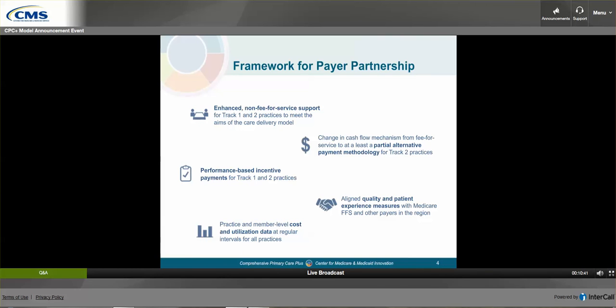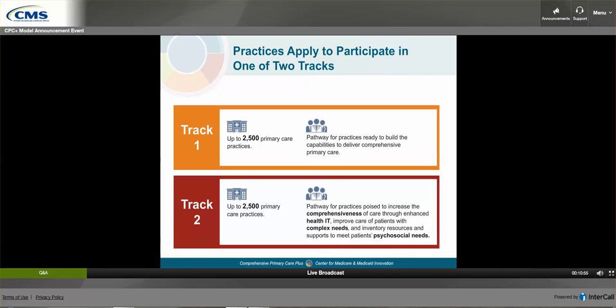intervals for all practices. Once payers have applied to the model and we've selected the up to 20 regions for the model, we will then solicit the primary care practices. After the announcement of the regions, the practice application period will begin on July 15th and will continue through the end of the summer. Accepted practices will be announced in October.